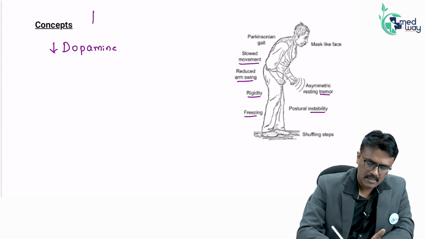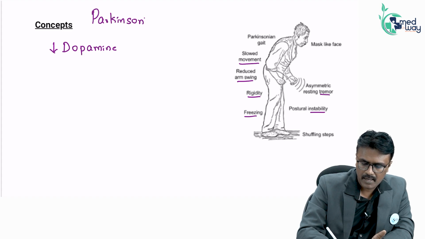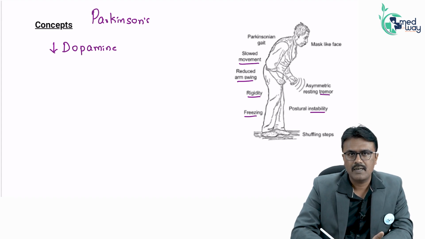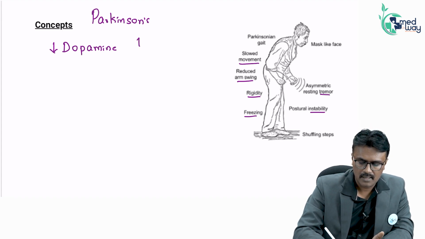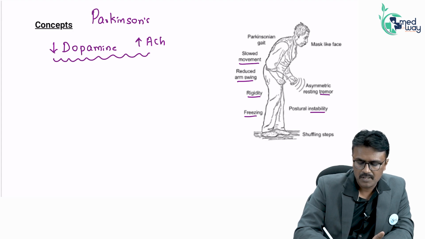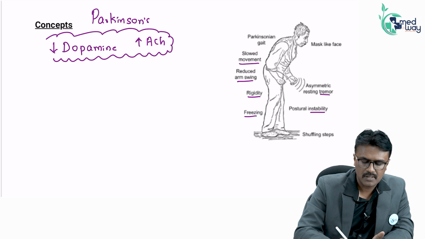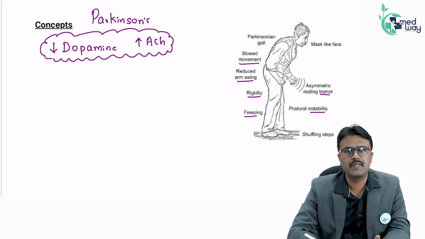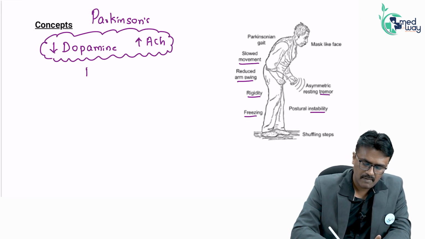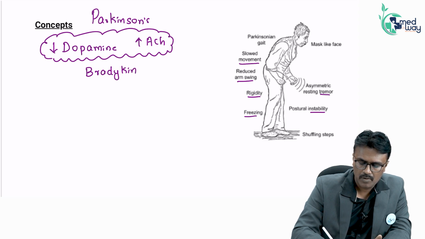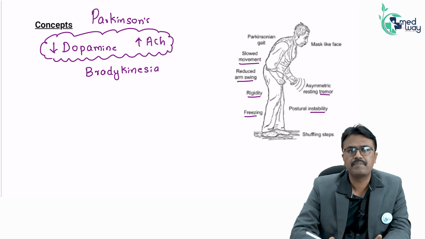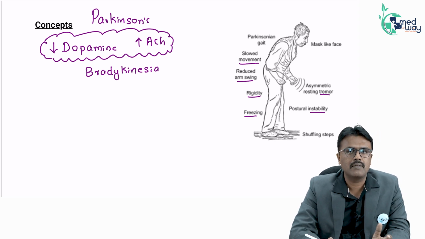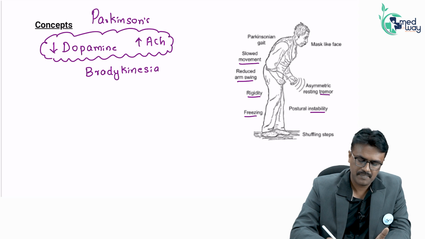What happens in Parkinson's disease? The dopamine decreases and there is an increase in the activity of acetylcholine. Now, this is the pathophysiology. Because of that, the person develops slow movement, because as I told you, dopamine is required for kinesia, and when there is less dopamine, there is bradykinesia, which means slow movement.